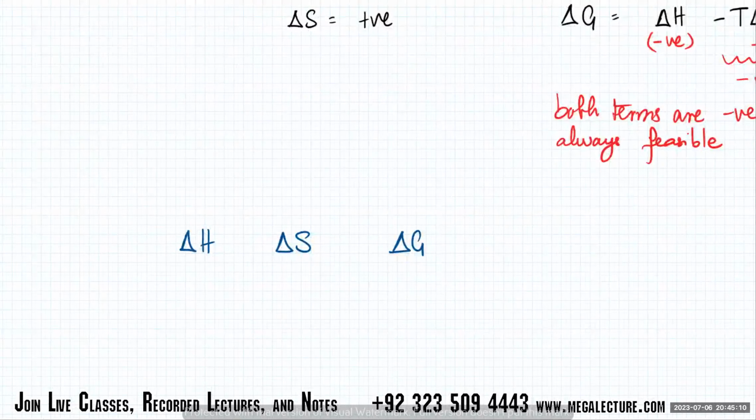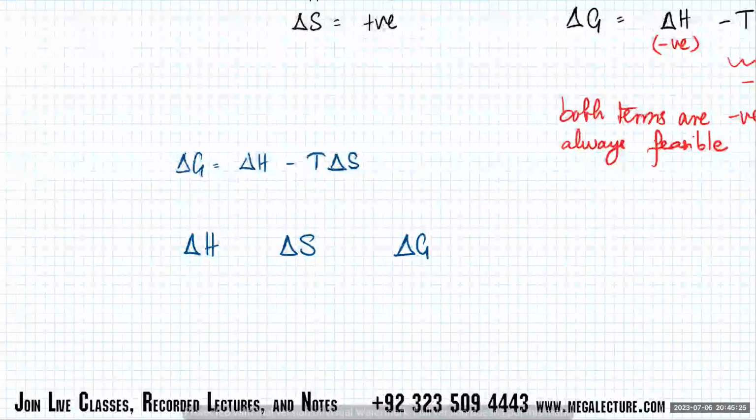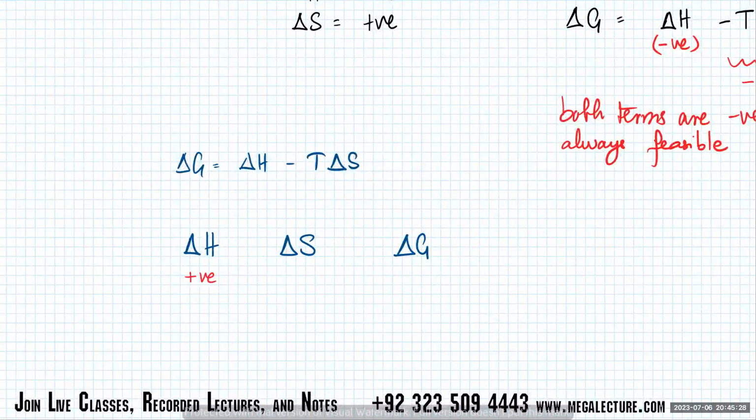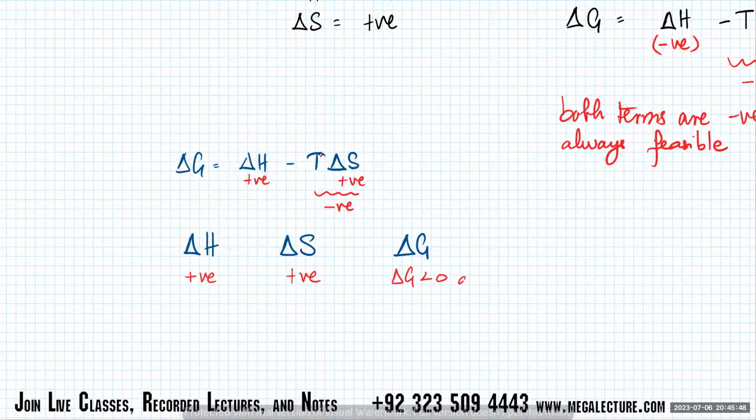So this is my relationship: delta G is equal to delta H minus T times delta S. If both of them are positive, this term is positive, that makes this negative. So when will delta G be negative? When you keep the negative term bigger. So temperature has to be high. So delta G would be less than 0 at a higher temperature.